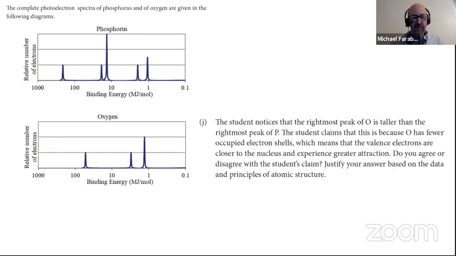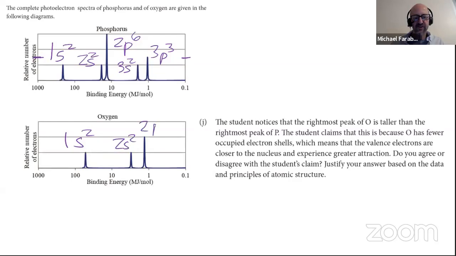We have phosphorus, which is 1s2, 2s2, 2p6, 3s2, and then 3p3. So according to the scale, it's only going up to that spot right there. Oxygen, we have 1s2, 2s2, and 2p4. The student notices that the rightmost peak of the O is taller than the rightmost peak of phosphorus.